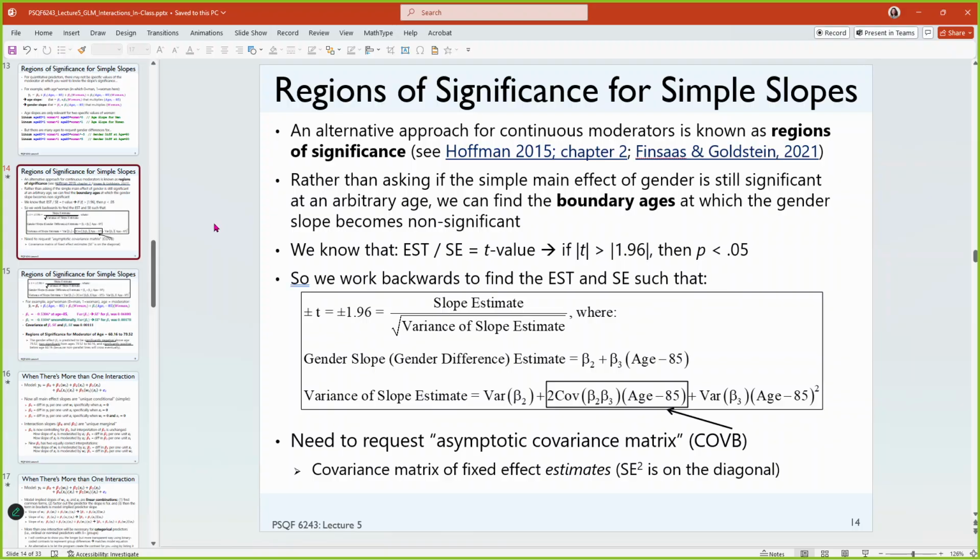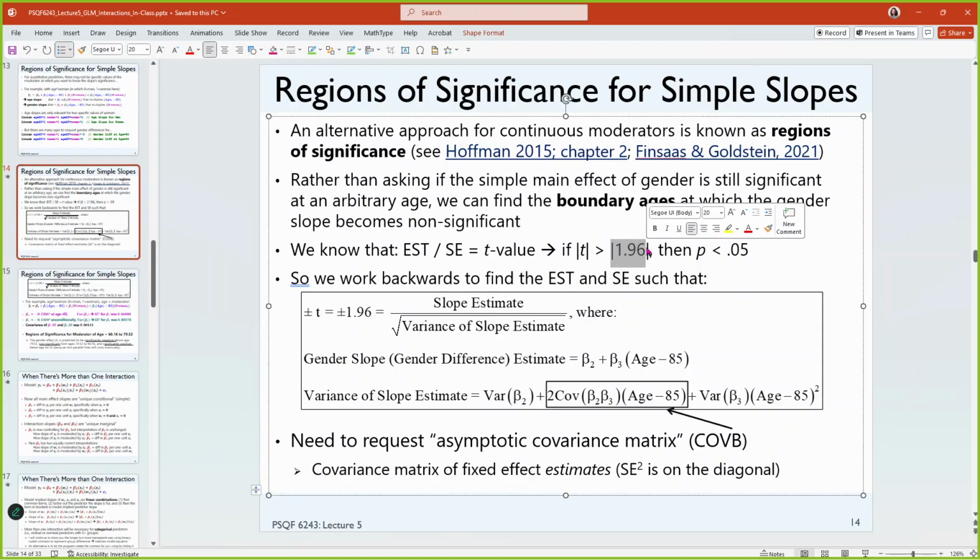This is slide 14. This technique goes by a bunch of different names. I learned it as regions of significance. In R, there's a package called like Johnson-Neyman or something, because this idea was stolen from a paper from like the 1930s. They took that technology that was invented then and leveraged it for this purpose. So the idea is that if I can figure out what the t-value is where significance starts, and this is ignoring degrees of freedom essentially, where we're talking about 1.96, right?